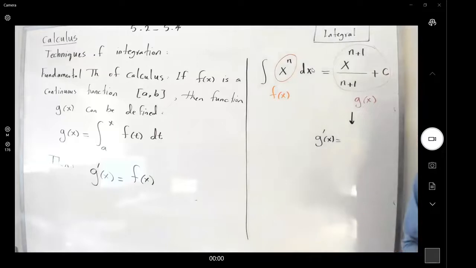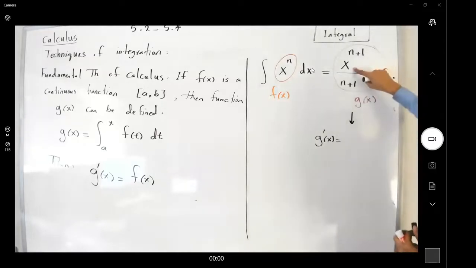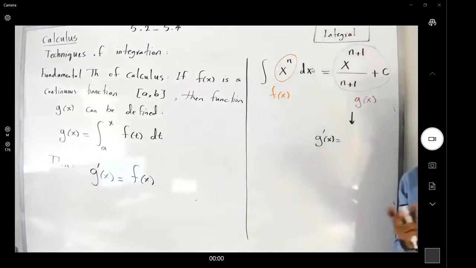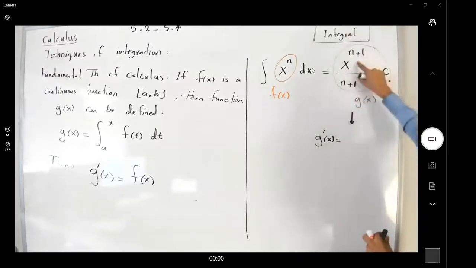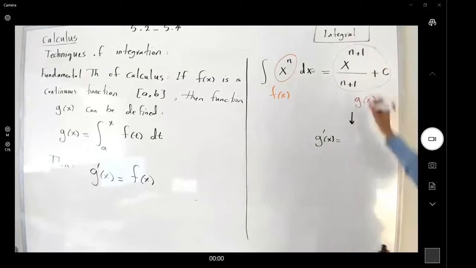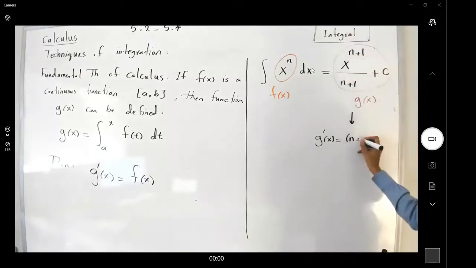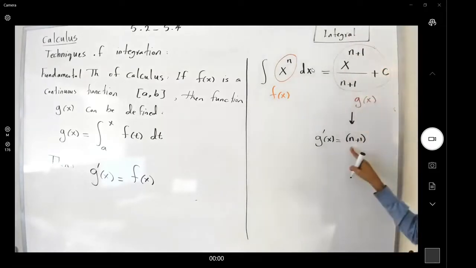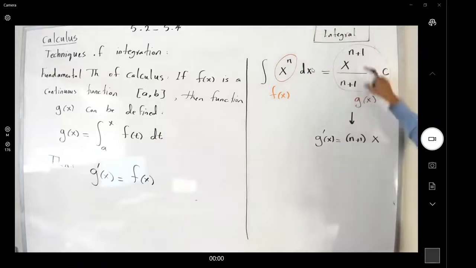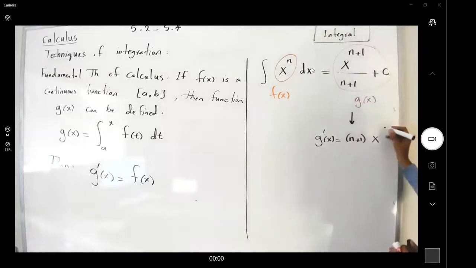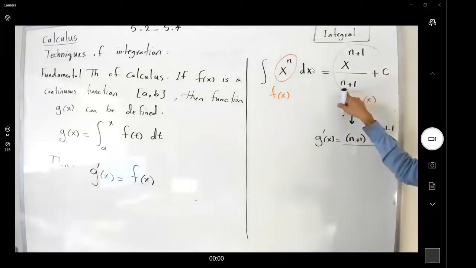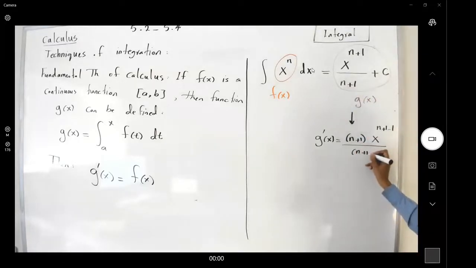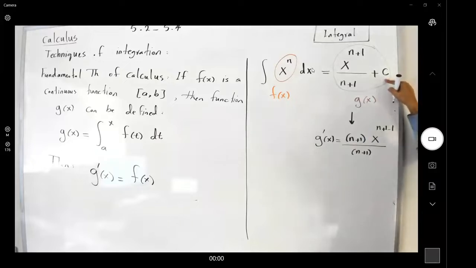Remember that when you have a variable raised to an exponent and you are taking the derivative, you are reducing the exponent. So it is equal to, well, here you have n plus 1. We take 1 unit out of the exponent, so x to n plus 1 minus 1. And on the denominator, I have n plus 1, so I'm going to copy down n plus 1. And since you have c as the constant, the derivative of a constant is just 0.